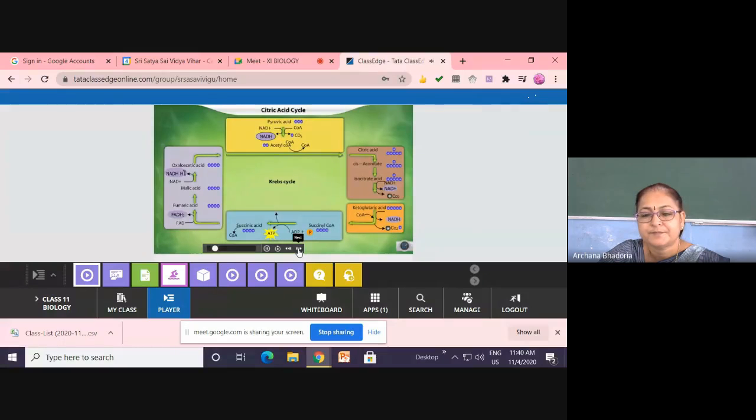Is it clear now to everyone this much? The energy stored in the pyruvate molecule is extracted in the 5 stages of the Krebs cycle. Click a tab to learn more. So one by one, each step you see.